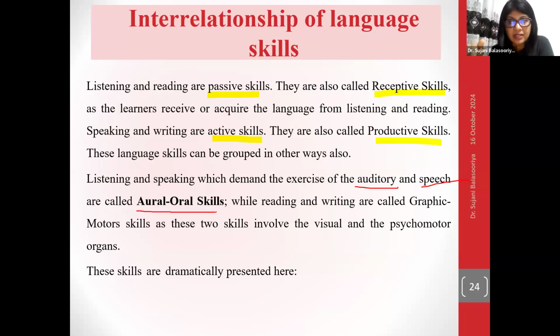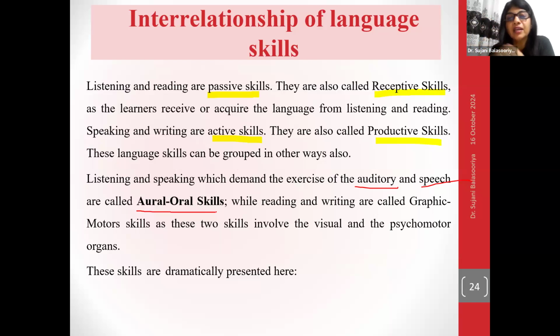And back, these responses are put into sounds. These responses mean the ideas the listener thinks of in response to what he hears. So these ideas or concepts are turned into sounds, right? And then, using articulatory organs, the sounds are produced, articulated. So listening and speaking involve auditory and speech organs. That is why we call them oral skills.